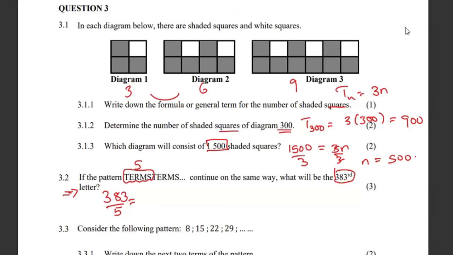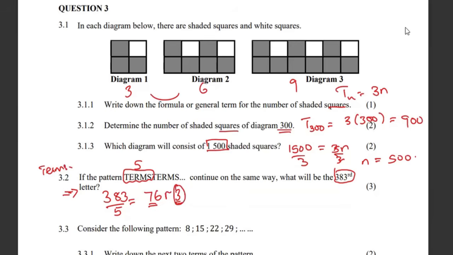So we're getting 76 full words, okay? And then what is the remainder? So 76 times 5 gives me 380. So meaning that there is a remainder of 3. What this means is that we're going to get 76 full words of the word terms, right? But then there's going to be a remainder of 3.